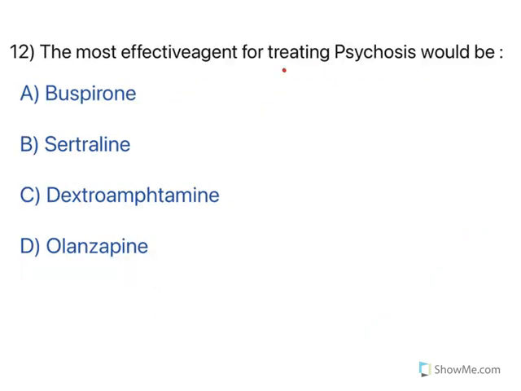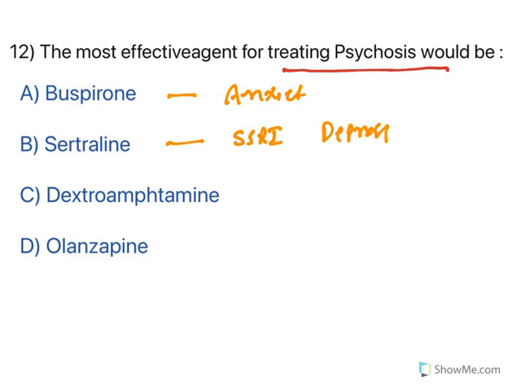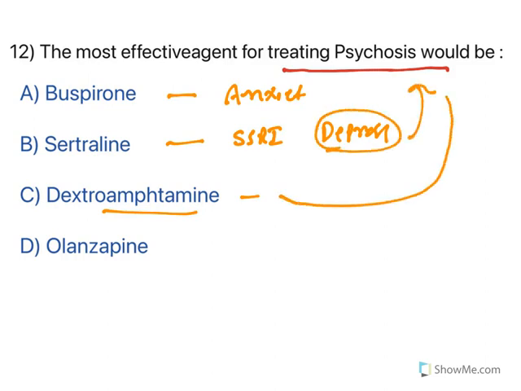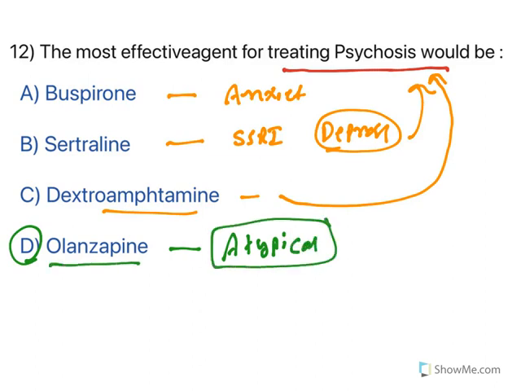Going to the next one, the most effective agent to treat psychosis would be... now look at the agents. Buspirone is anti-anxiety. It is used to treat anxiety. Sertraline is an SSRI, a selective serotonin reuptake inhibitor, which is used to treat depression. Now, amphetamine will cause CNS activity. This may aggravate psychosis. Similarly, dextroamphetamine also may aggravate psychosis. The only drug used to treat psychosis is olanzapine. This is an atypical antipsychotic, which has very well proven efficacy, and this is the drug of choice to treat psychosis. Going to the next one.